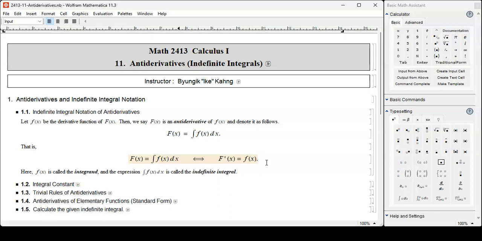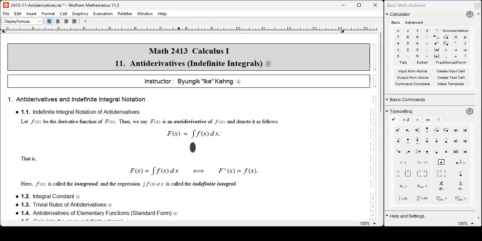Such a function, capital F of x, is called an antiderivative of this original function, lowercase f of x, and we use this notation. And oh boy, this is intimidating. Let's try to make some sense out of it. We read it like this: this capital F of x is the integral f of x dx. We read it like this.